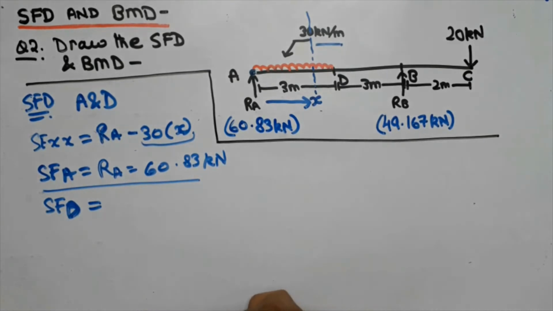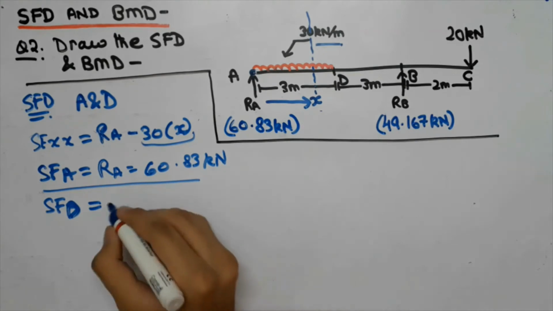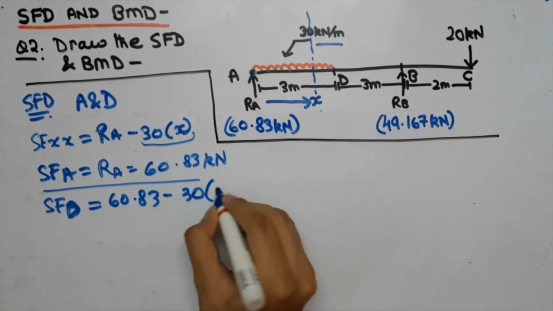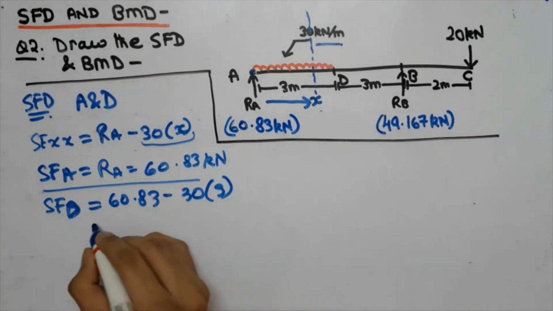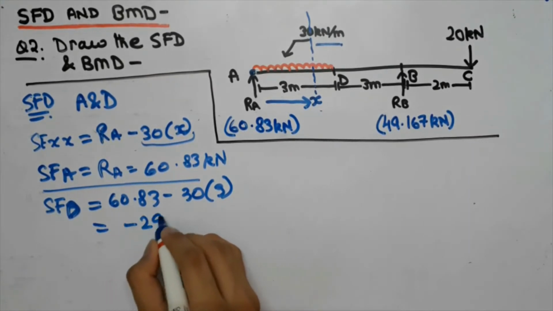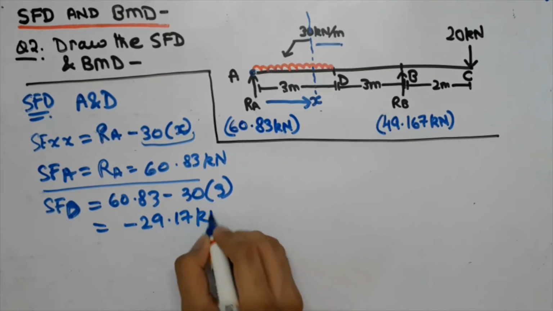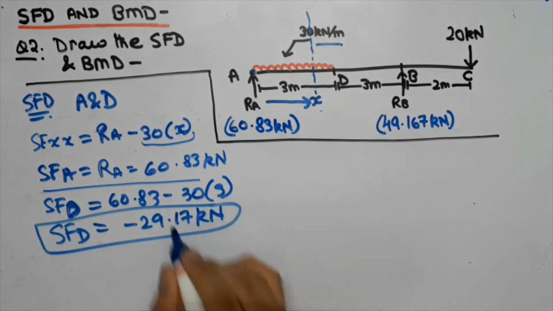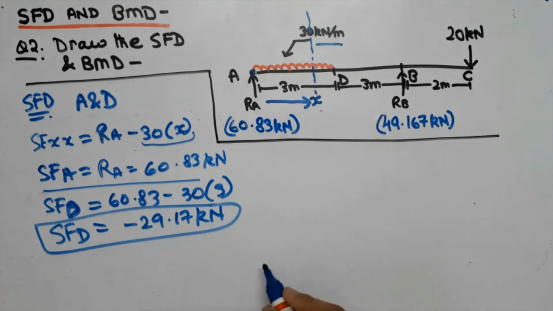And here we will write the value of x as 3. That is, we will write 60.83 minus 30 into 3. On solving this, you will get minus 29.17 kilonewton. Now guys, this is our shearing force at point D.